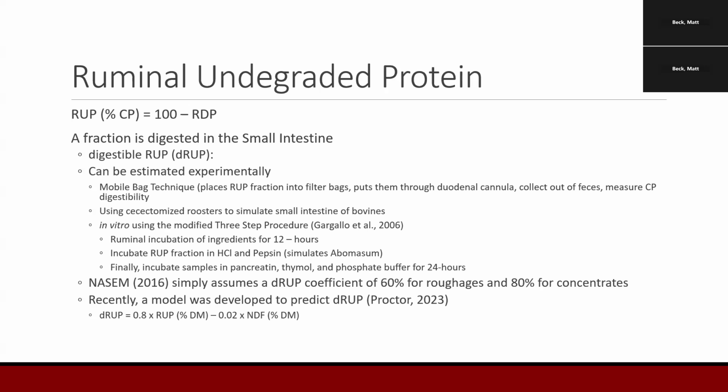Cost-wise, relatively, where do they go? The mobile bag technique is going to be the most expensive. Cecectomized rooster is going to be second. And the cheapest will be the in vitro modified 3-step procedure. Okay. So that's how we can directly measure it.